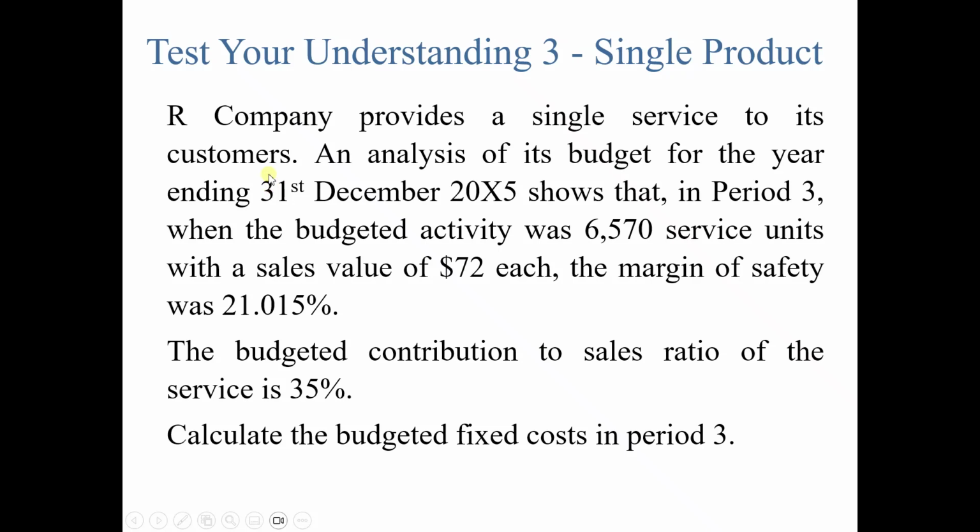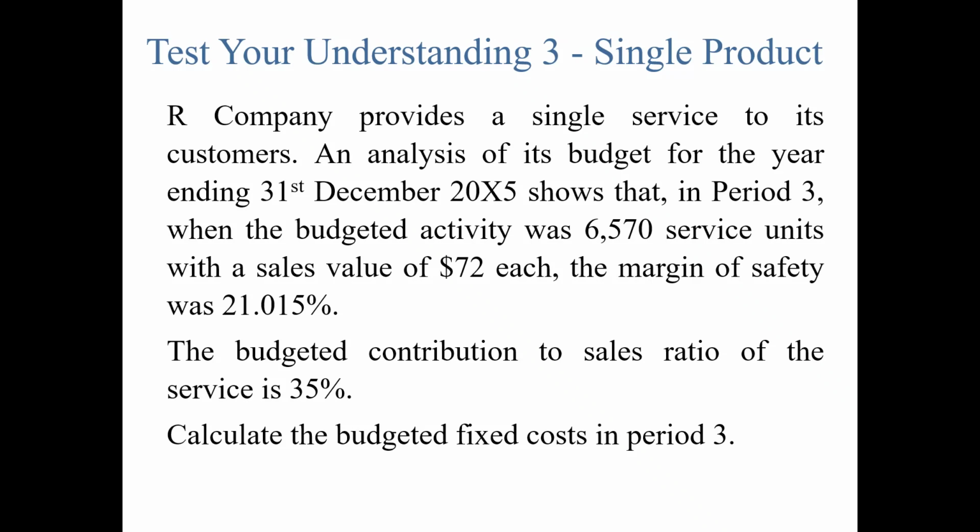product is single. An analysis of its budget for the year ended 31st December 2015 shows that in period 3, the budgeted activity was 6,570 service units. Sale value is given, which is 72. The margin of safety is given, which is 21%. The budgeted contribution to sales ratio is given, which is 35%. You need to calculate the fixed cost.